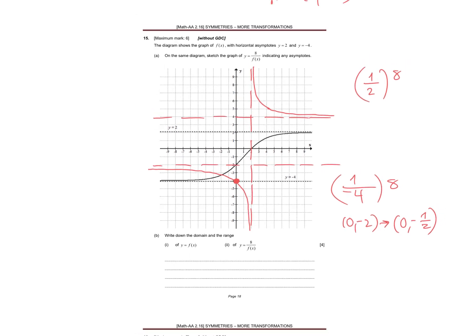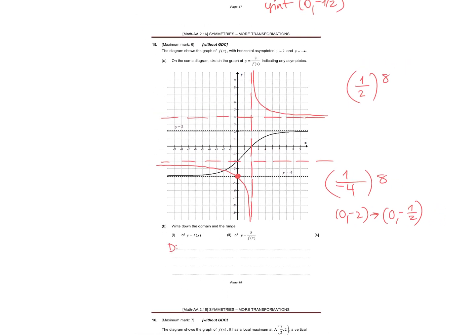All right, so B, write the domain and range. So the domain of f of x is all real numbers, and the range is in between negative 4, not equal, and 2, also not equal. And for double I, we've got the domain is all real numbers, but not the vertical asymptote 2. And we have the range, which is y is less than negative 2, or y is greater than 4.